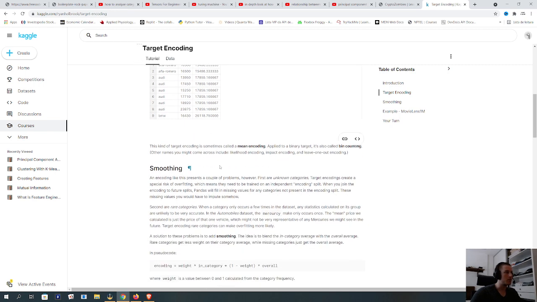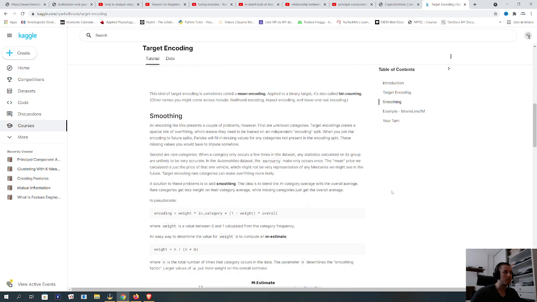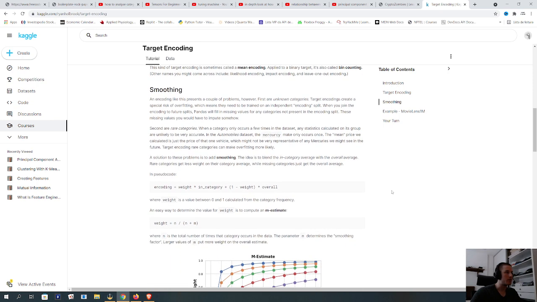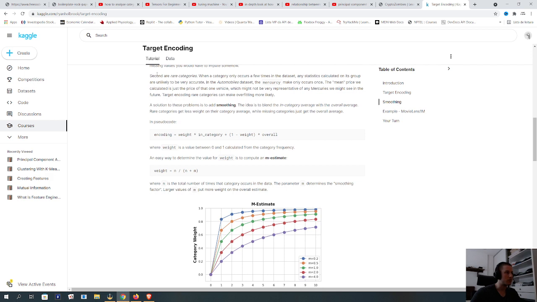This kind of target encoding is sometimes called mean encoding. Applied to a binary target, it's also called bin counting. Other names you might come across include likelihood encoding, impact encoding, and leave-one-out encoding. An encoding like this presents a couple of problems, however. First are unknown categories. Target encodings create a special risk of overfitting, which means they need to be trained on an independent encoding split. When you join the encoding to future splits, missing values will appear for unknown categories.